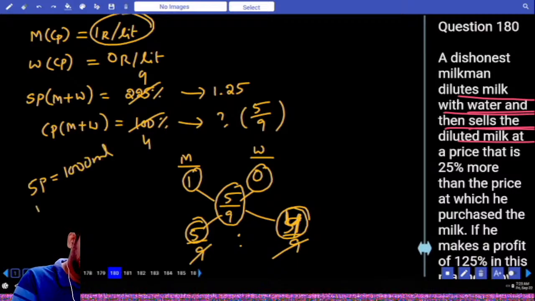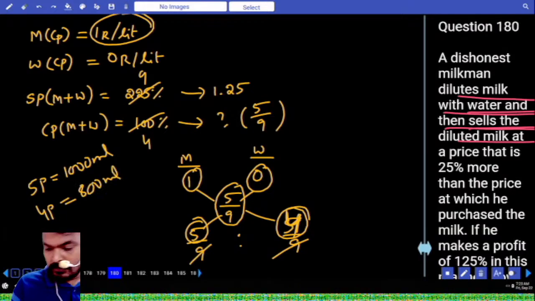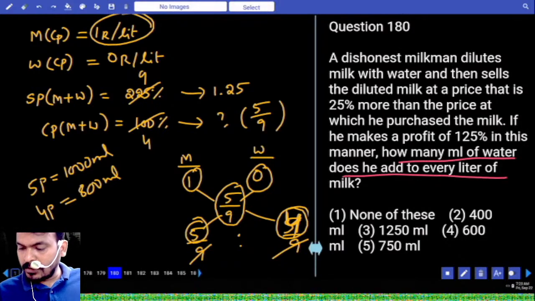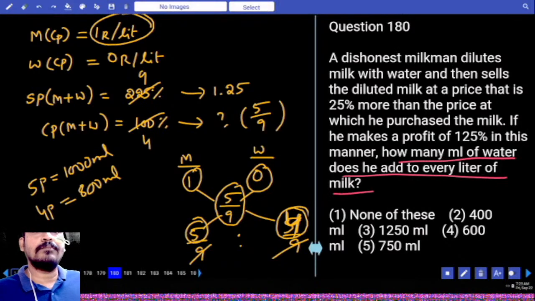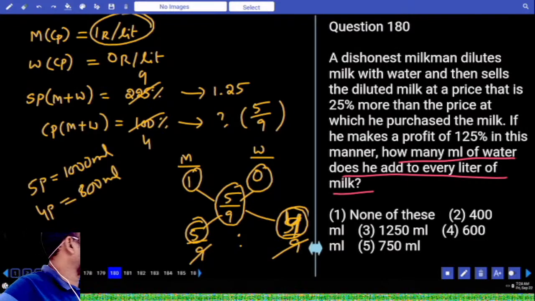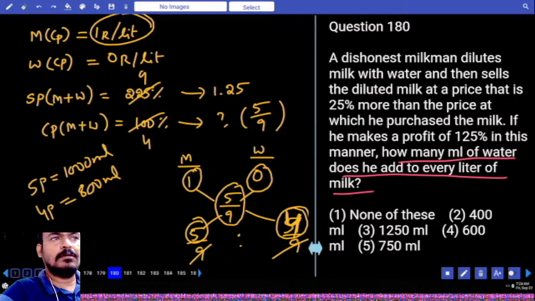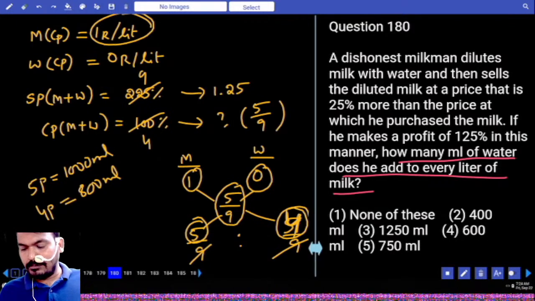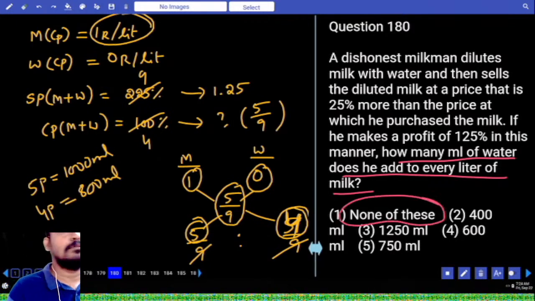1000 ml. Then 4 parts is how much? 800 ml. What is the question here? How many ml of water does he add to every liter of milk? Means milk, if it is 1 liter, 1 liter means how many ml? 1000 ml. Every 5 parts of milk, how many parts of water is added? 4 parts. If milk is 1000 ml, water is how much? 800 ml. What is the answer? 800 ml.